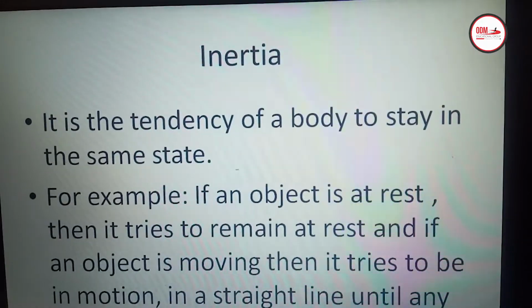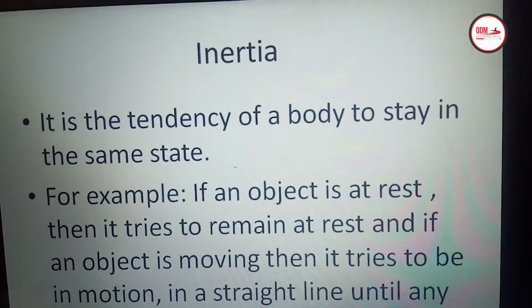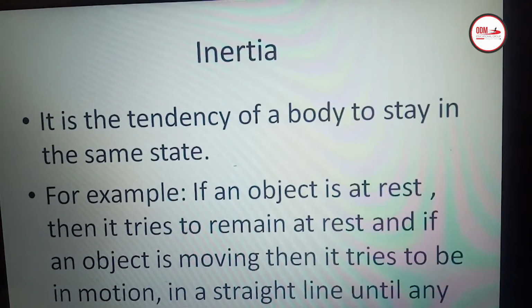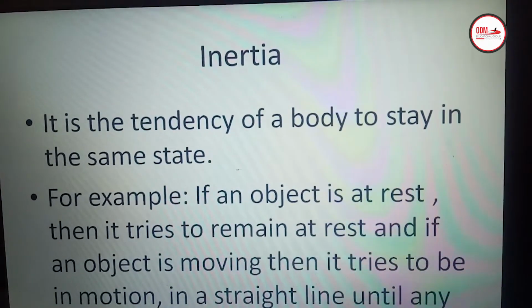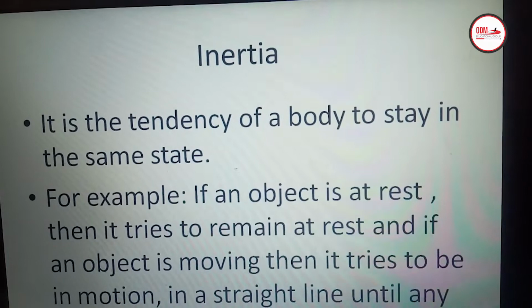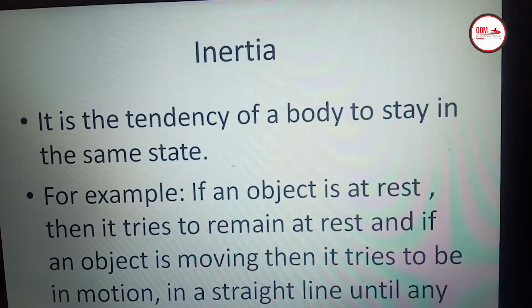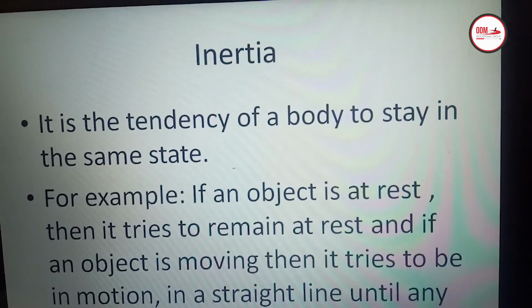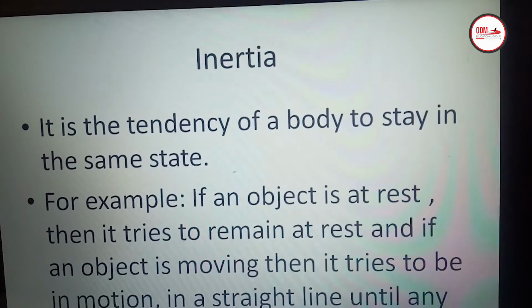The next and very important term is inertia. Children, it is the tendency of a body to stay in the same state. Again, what is the meaning of state? There are two types of states in case of motion: state of rest and state of motion. So it is the tendency of a body to stay in the same state, meaning suppose the object is at rest, then it will try to remain at rest. Suppose the object is moving, then it will try to keep moving. This property of the object is called inertia.